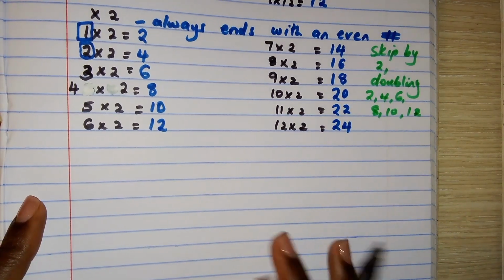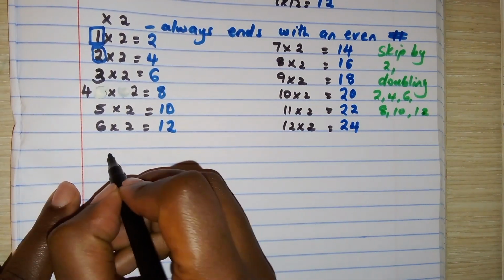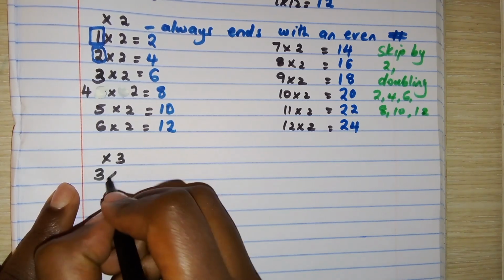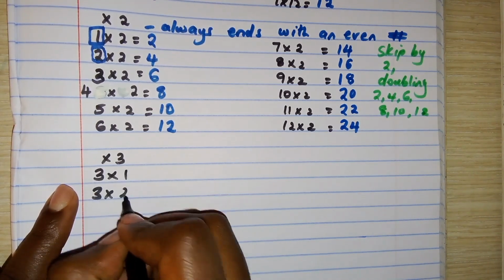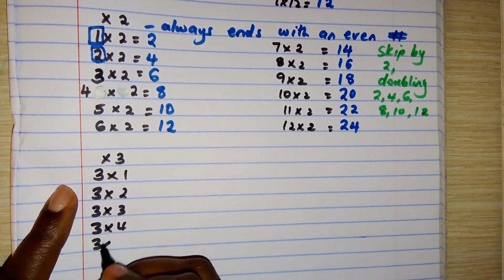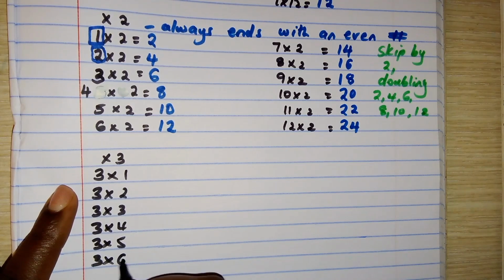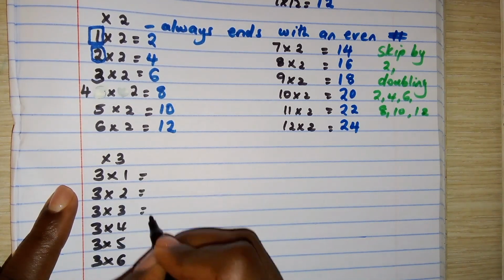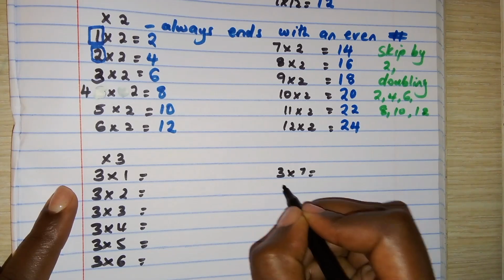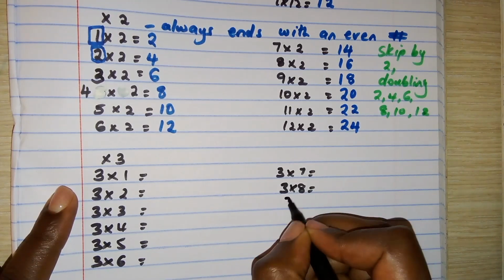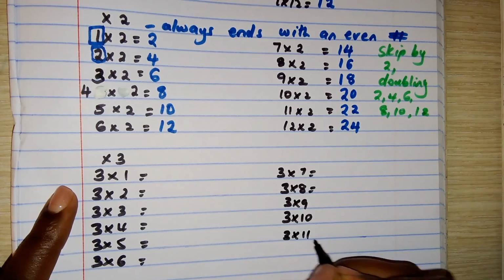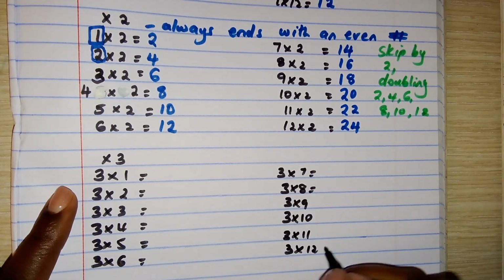Okay, on to the next times table. We have times 3. So actually let me start with 3 times 1, 3 times 2, 3 times 3, 3 times 4, 3 times 5, 3 times 6, 3 times 7, 3 times 8, 3 times 9, 3 times 10, 3 times 11, and 3 times 12.